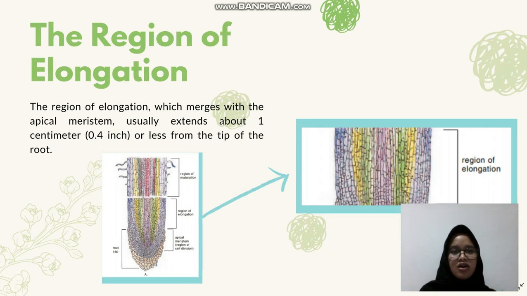Next is the region of elongation. The region of elongation, which merges with the apical meristem, usually extends about 1 cm or 0.4 inch or less from the tip of the root. In the elongation region, the cells become longer and wider. At the same time, the tiny vacuoles merge and grow until one or two large vacuoles, occupying up to 90% or more of the volume of each cell, have been formed.